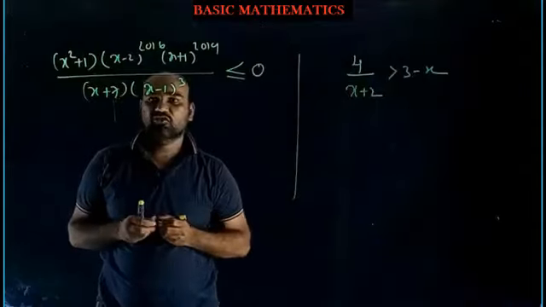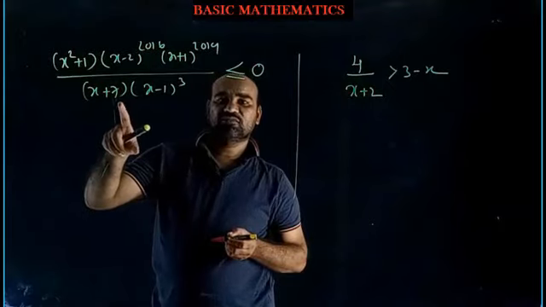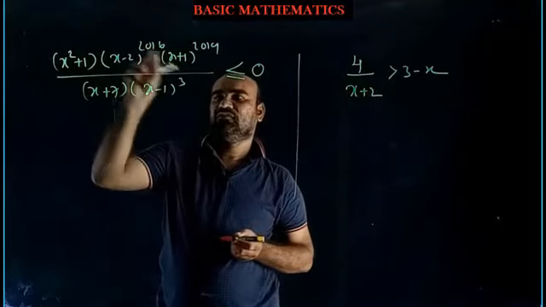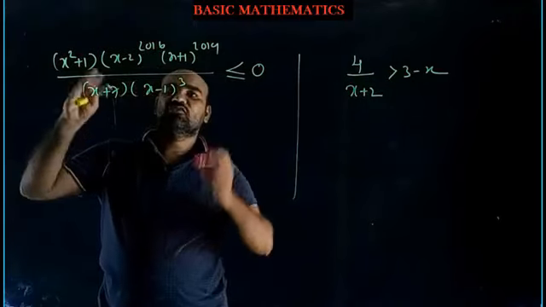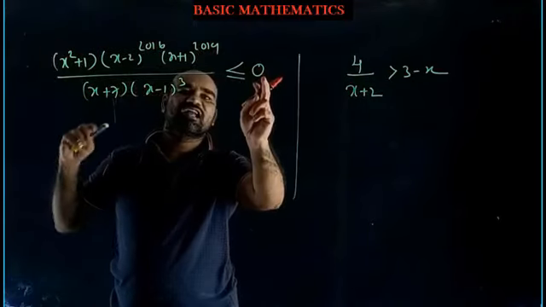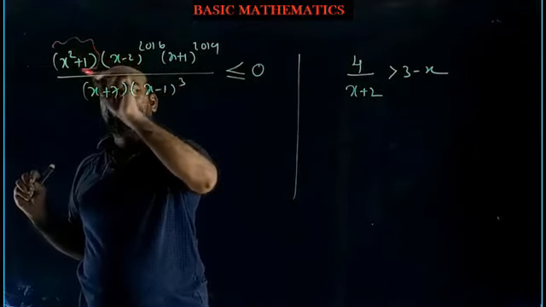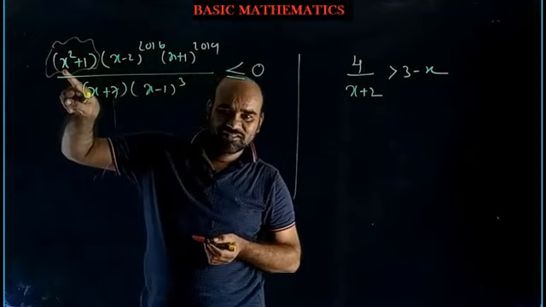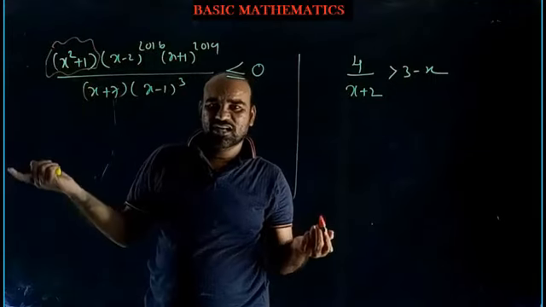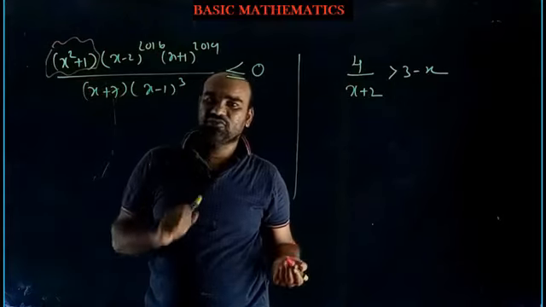Okay students, here are 2 questions. Yeah, this is standard form, directly standard form. Now I can apply. The important thing is we want to find the value of x so that this expression is lesser than or equal to 0. X square plus 1 is always greater than or equal to 1 only. This expression never becomes negative.